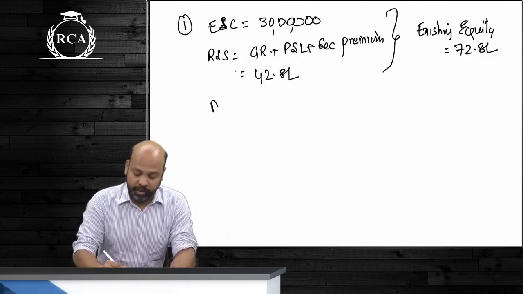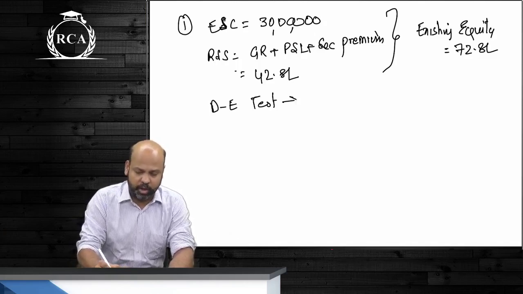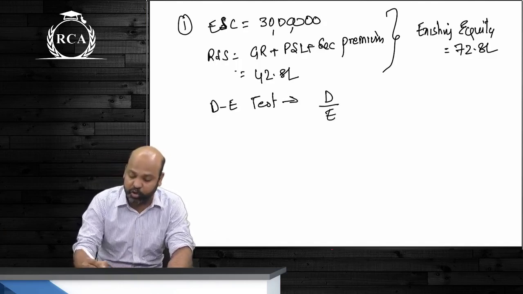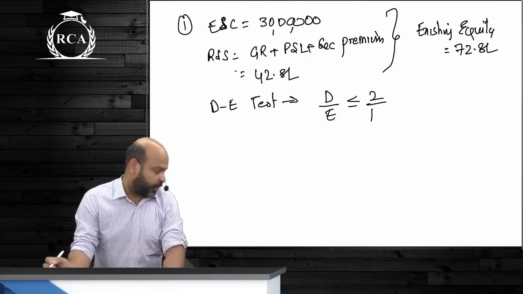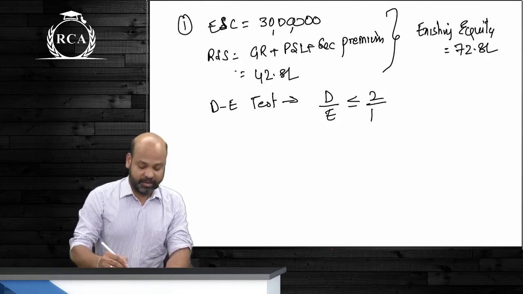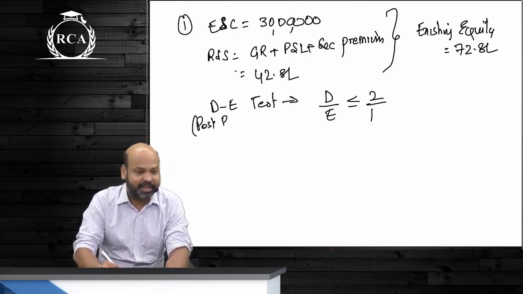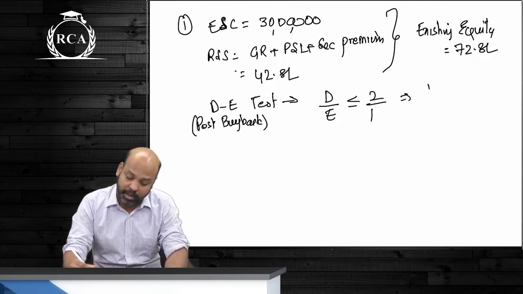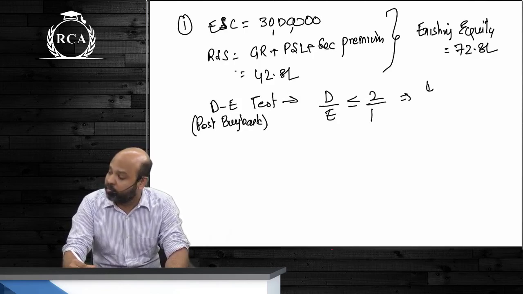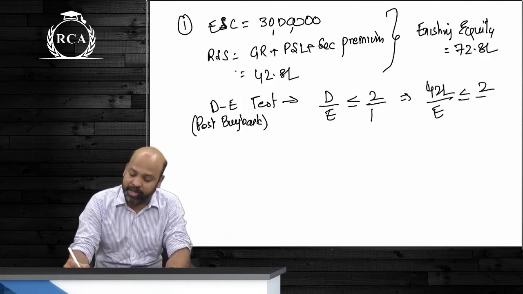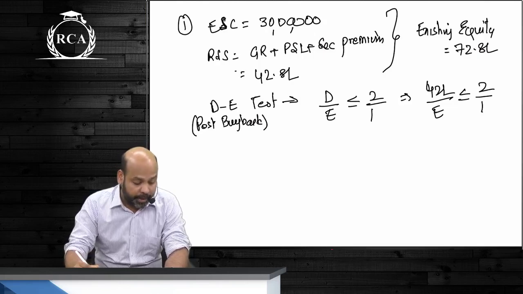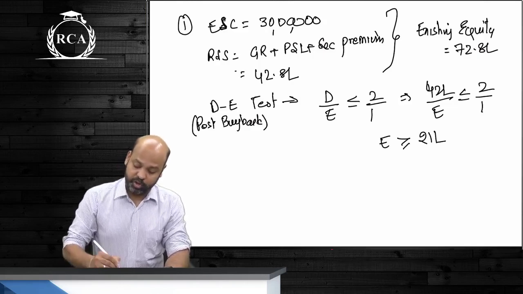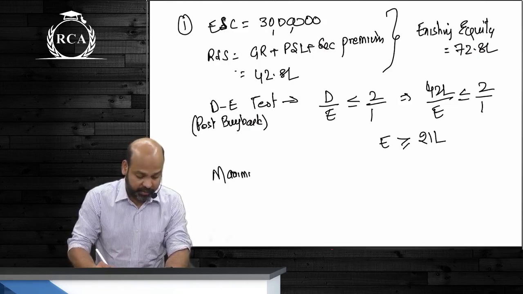So as per debt equity ratio test, you should speak as well as write, you should be able to multitask. Debt equity ratio test, guys. Debt equity ratio should not exceed. Is this pre-buyback debt equity ratio or post-buyback debt equity? Everything is remembered. So here, 72 lakhs, how much is the debt? 42 lakhs divided by equity should be less than or equal to 2:1. Based on this, your equity should be greater than or equal to 21 lakhs. This is post buyback. So what is the maximum reduction in equity, guys?